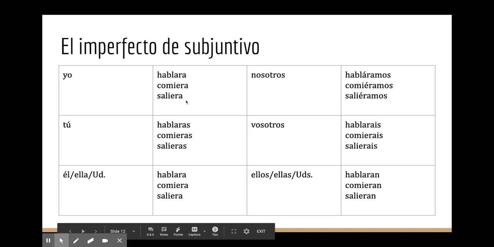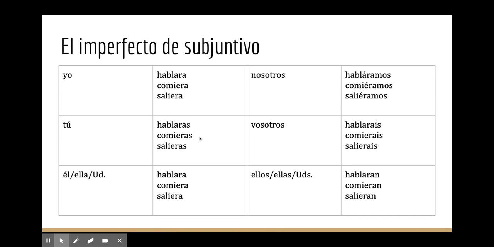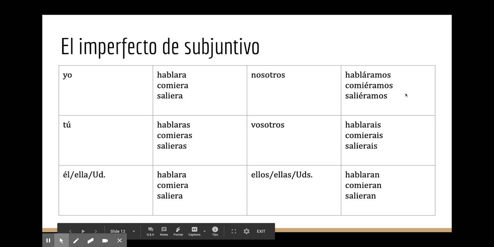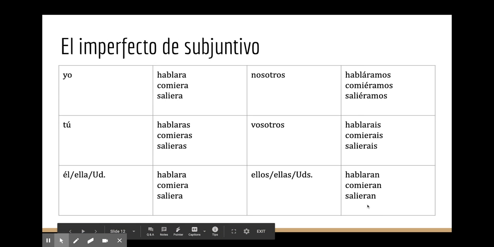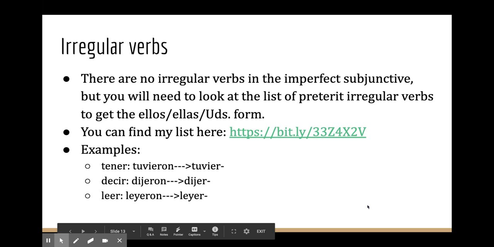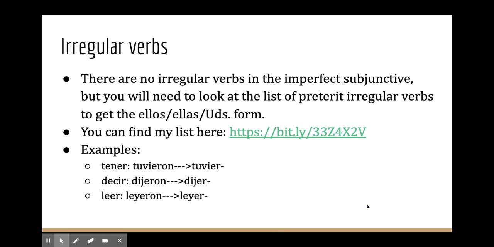Hablara, comiera, saliera for the yo form. Hablaras, comieras, salieras for the tú form. Hablara, comiera, saliera, etc., etc. Note that the nosotros form has an accent on this vowel right here. Habláramos, comiéramos, saliéramos. None of the rest of the forms have accents. Okay, as I said, there are no irregular verbs in the imperfect subjunctive, so they all follow that pattern. Once you know the preterite ellos, ellas, ustedes form, you know how to make the past subjunctive.